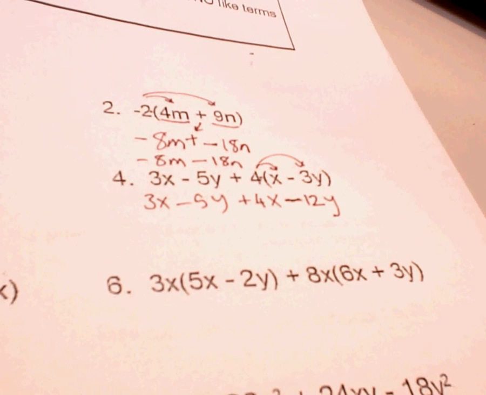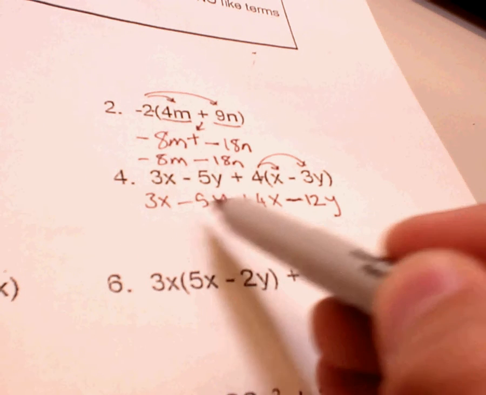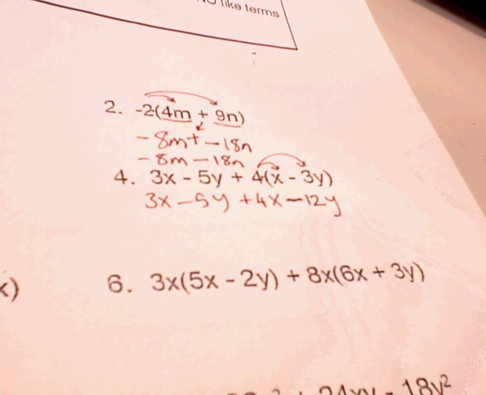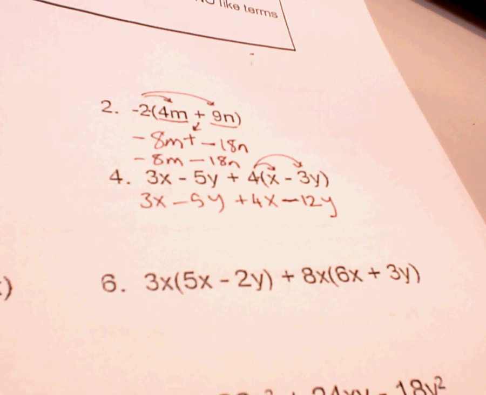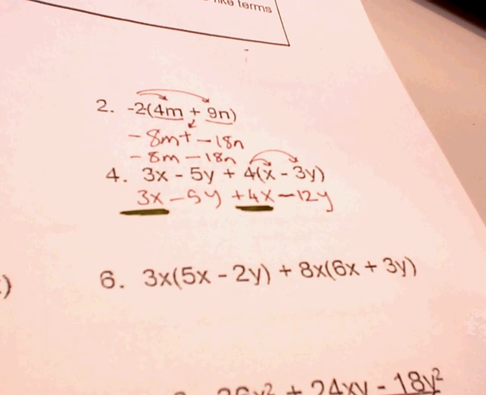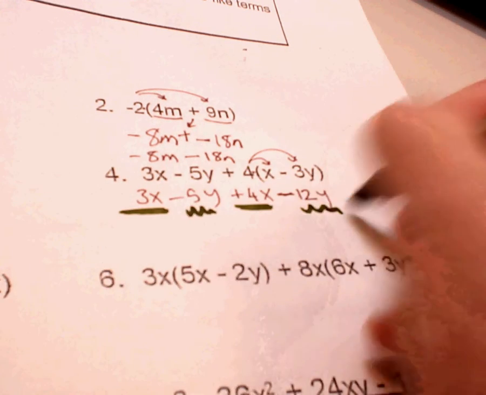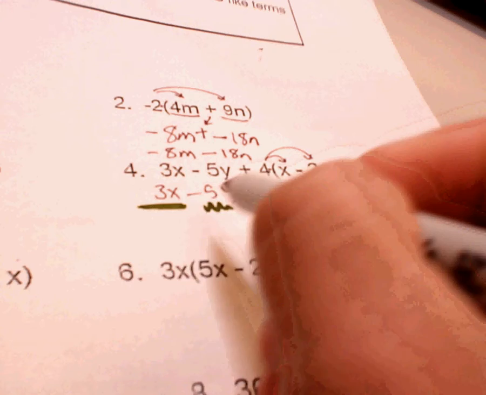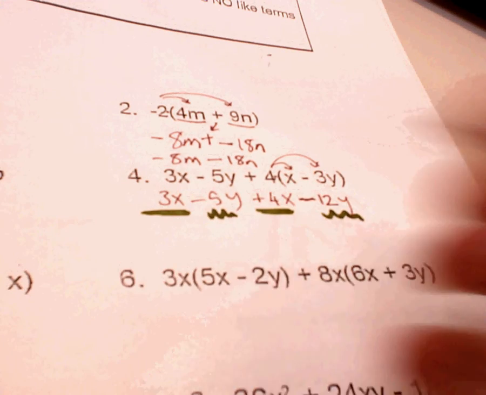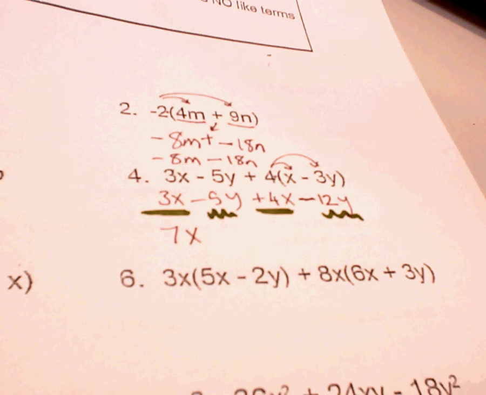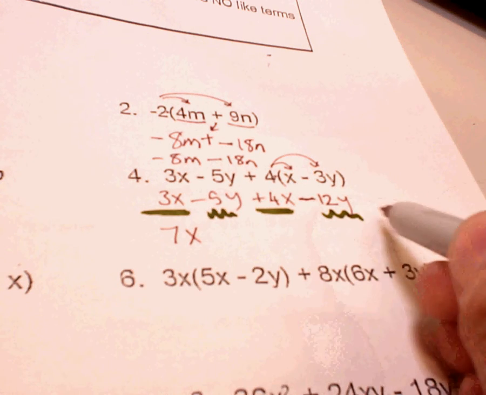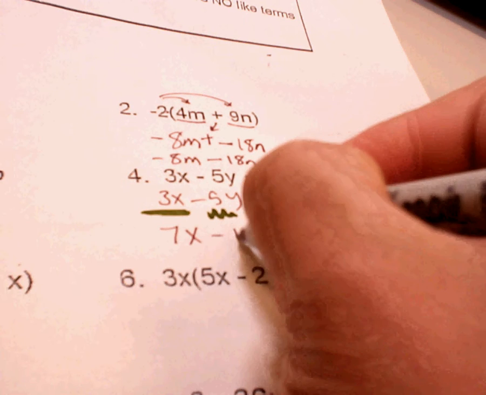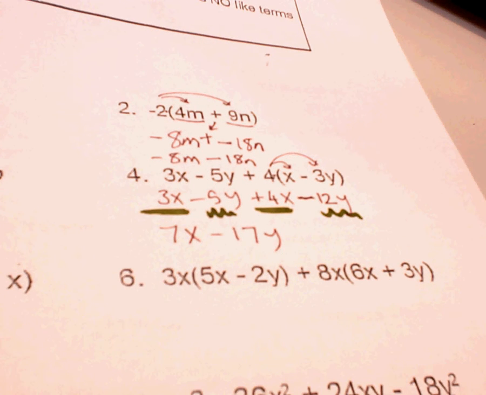Actually, let me go back to the last question. There is more we can do here. We have 3x minus 5y plus 4x minus 12y. We have x's and y's, and x's can be added together among each other, and y's can be added among each other. 3 apples, 4 more apples makes 7 apples. Same concept. We have 3x, 4 more x, together that will make 7x. Negative 5y, negative 12 more y's, it will make negative 17y. This would be our final answer.